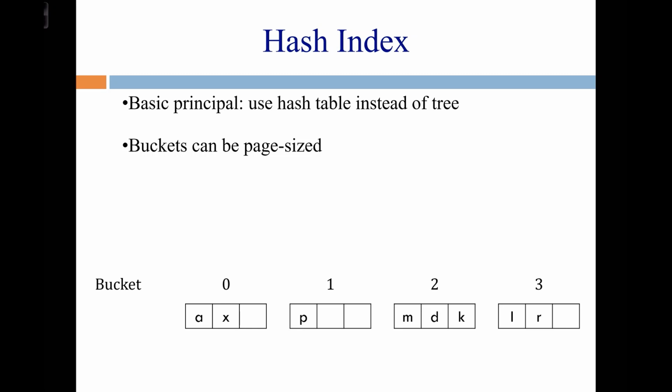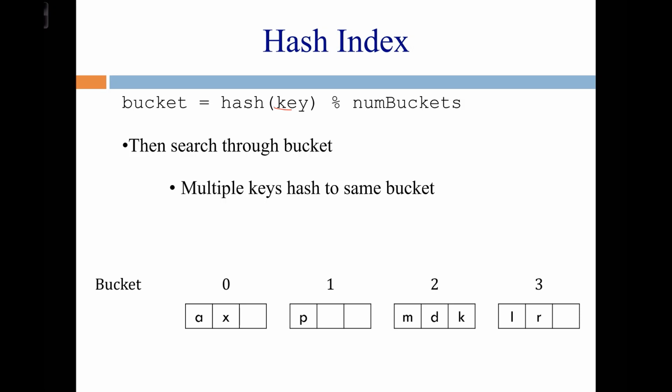And the basic principle is you use a hash structure instead of a tree structure, where you still have to keep disk access in mind. So you make page-sized buckets. And then when you're inserting an item into this hash table, you hash it as you normally would. So you take the key, hash it, mod by the number of buckets to figure out which bucket to put it in, and you put it somewhere on that page. So each of these here, these are all pages. So in this example, A and X happened to hash to index 0, P hashed to index 1, and so on.